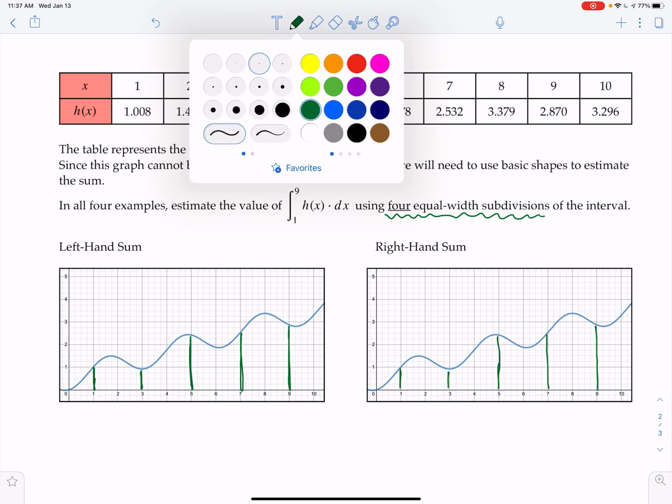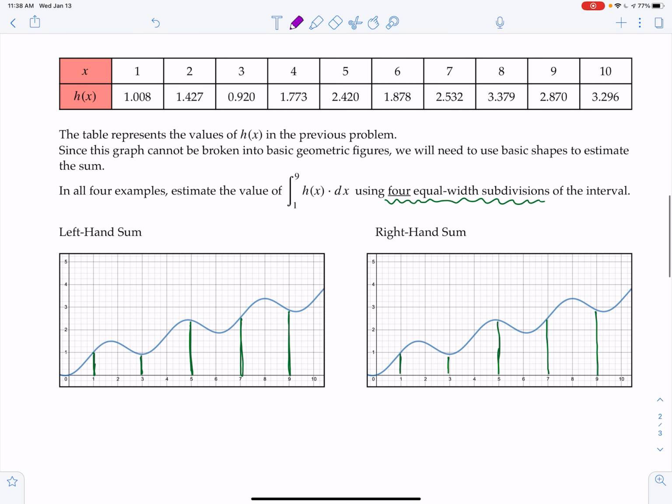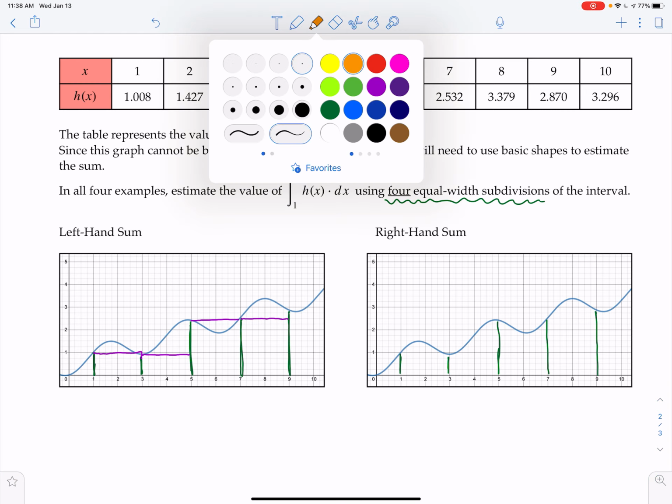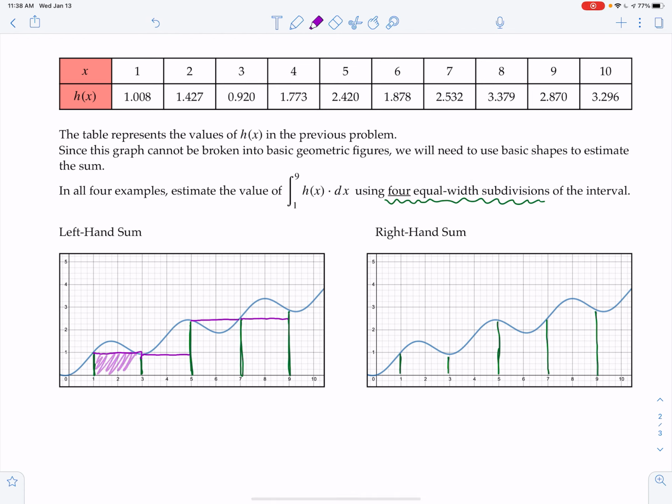So we are going to do this. When I ask for a left-hand sum, what that means is I'm going to start on the left-hand side of my interval and use that height for my rectangle, no matter how good or how bad of an estimate that is. And it's going to look something like this. And if you want to very, very lightly shade those rectangles in to show what you're doing, that would be smart.